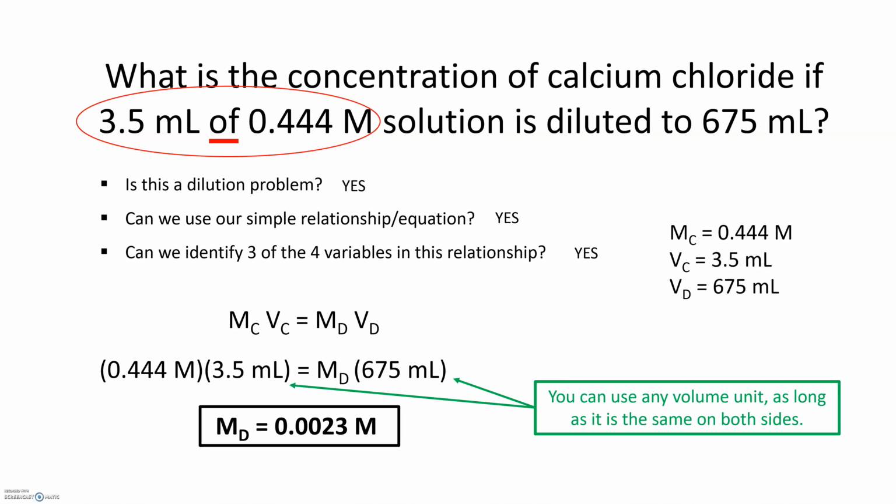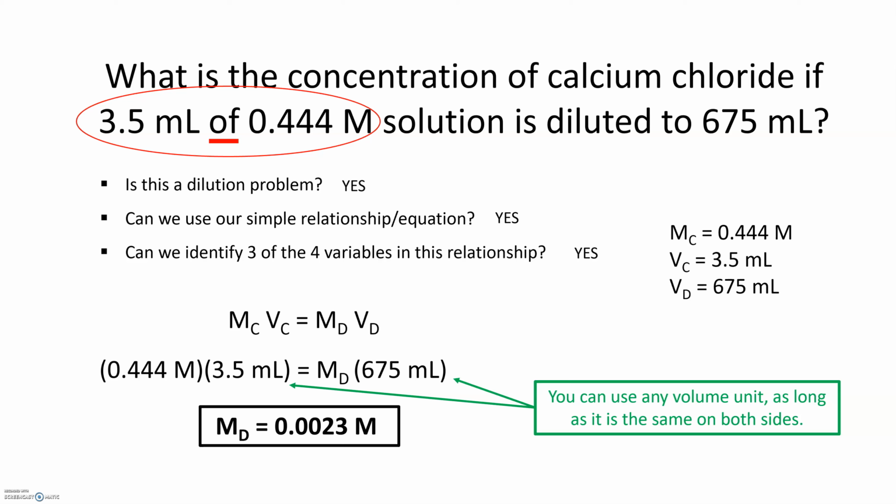And one more thing to point out is that you can use any volume unit in this relationship. We did not have to change these into liters like we do when we're doing dimensional analysis. We can use any volume unit as long as it's the same on both sides. So we could leave this problem in milliliters. We could change both sides into cubic feet if we were so inclined, but we opted for the easy version, which is to leave the units as they were and just check that they match each other.